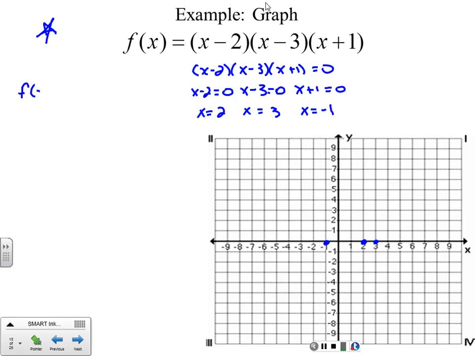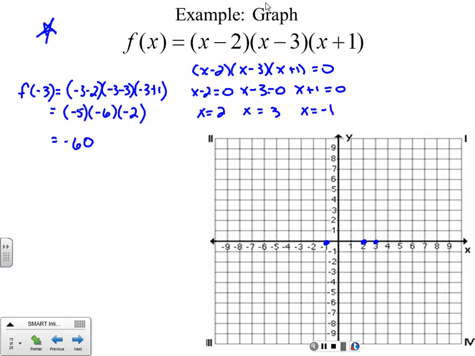F of negative 3. Which means you're going to have negative 3 minus 2 times negative 3 minus 3 times negative 3 plus 1. Do the math. So we're going to have what? Negative 5, negative 6, and negative 2. Right? So when you multiply all these together, what are you going to get? And so do you have an ordered pair? What's the ordered pair going to be? Negative 3, negative 60. So watch this, okay?